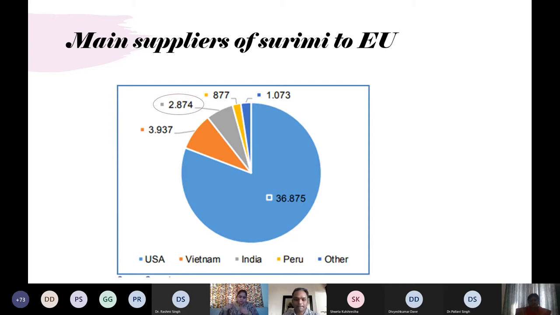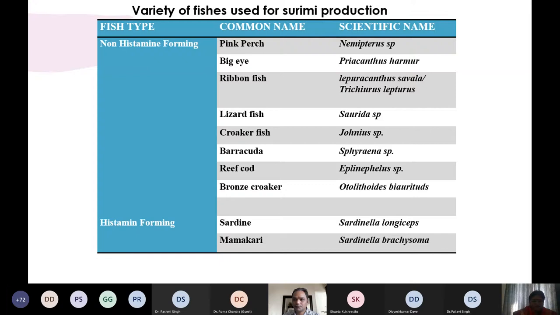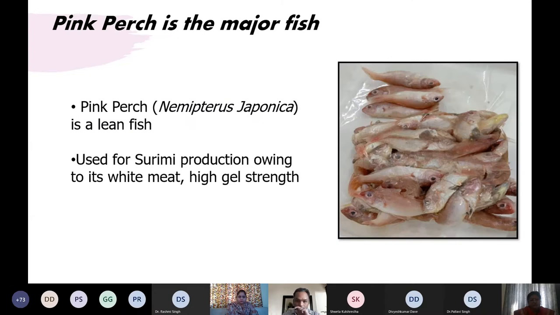Okay. So the main supplier of surimi to the European Union, after the USA, is India. These are the different types of fishes which we can use in surimi production: pink perch, big eye, ribbon fish, lizard fish, croaker fish, the barracuda. Some are histamine forming, some are non-histamine forming. This is the pink perch. Mainly pink perch is used in the majority of surimi production units in India. In other countries, other fishes are used for surimi production.